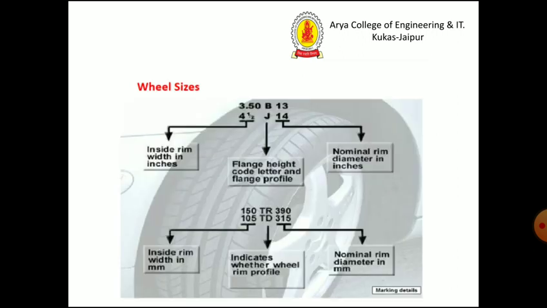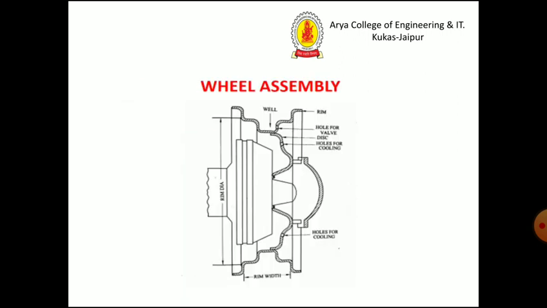Wheel size is denoted like 3.50 B13, 4.5 J14. That means 4.5 is the inside rim width in inches, J is the flange height, course letter and flange profile, and 14 is the nominal rim diameter in inches. This is generally a wheel assembly of a disc wheel.